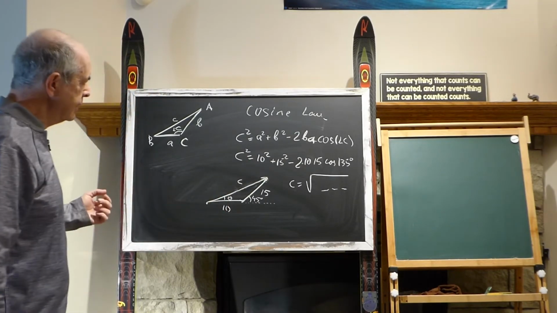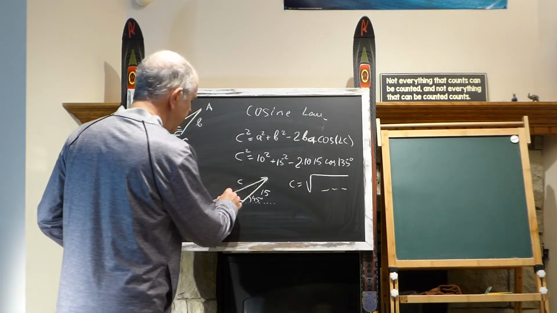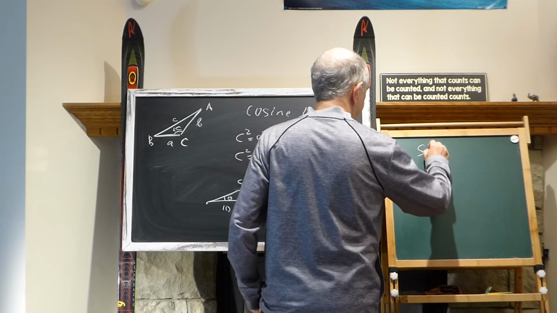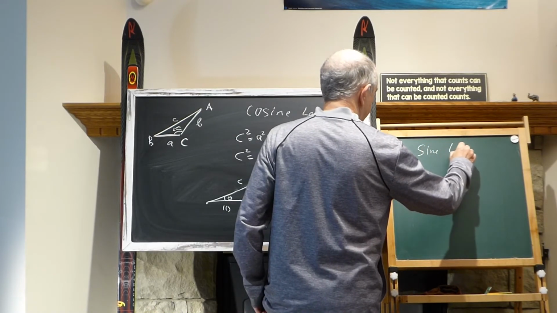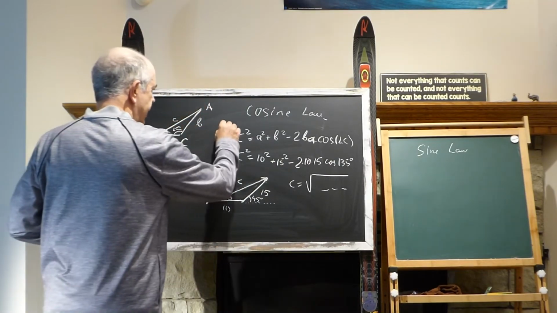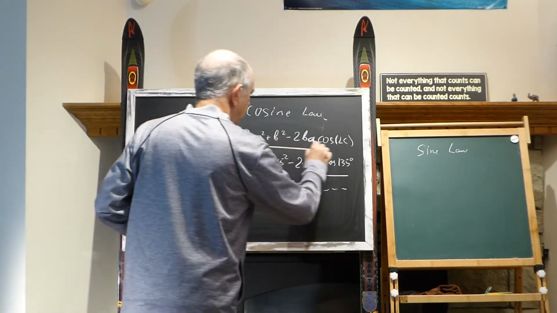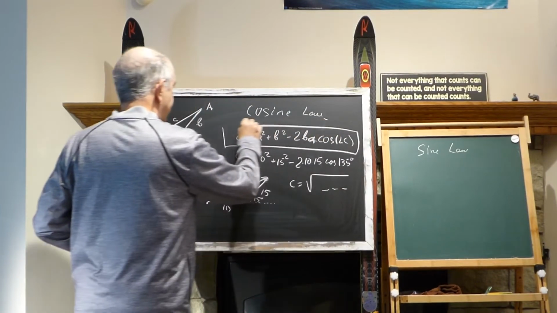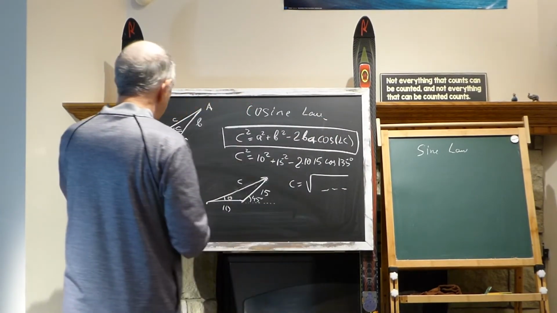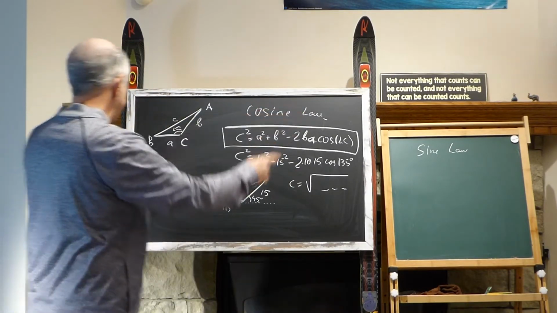And then the last thing is that we should find this angle. And there is the sine law. And this is a cosine law. For any triangle it's valid. And this is a cosine law. Sine law, I can write it there.